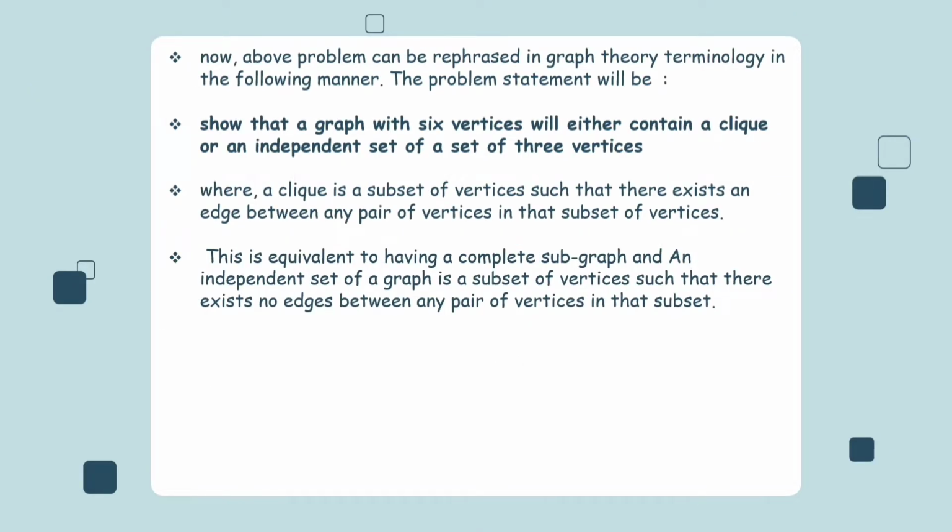Now, the above problem can be rephrased in graph theory terminology in the following manner. The problem statement will be: show that a graph with 6 vertices will contain either a clique or an independent set of 3 vertices, where a clique is a subset of vertices such that there exists an edge between any pair of vertices in that subset. This is equivalent to having a complete subgraph, and an independent set of a graph is a subset of vertices such that there exists no edge between any pair of vertices in that subset.